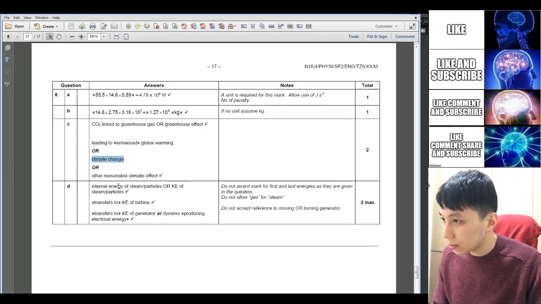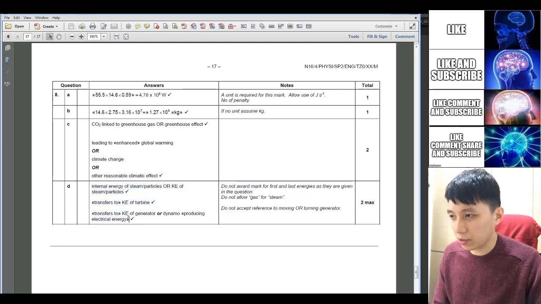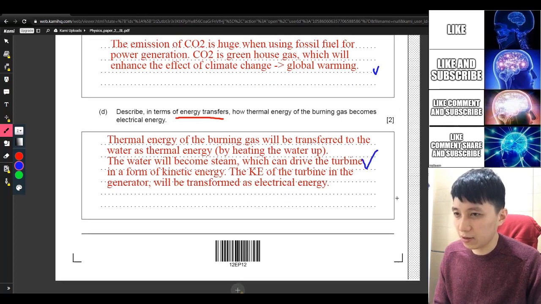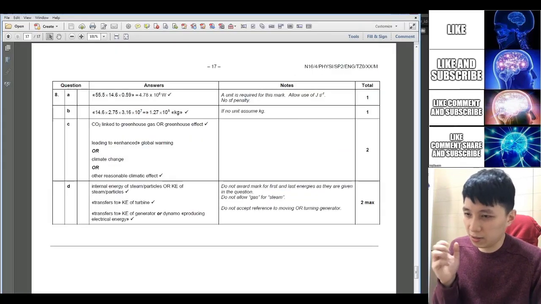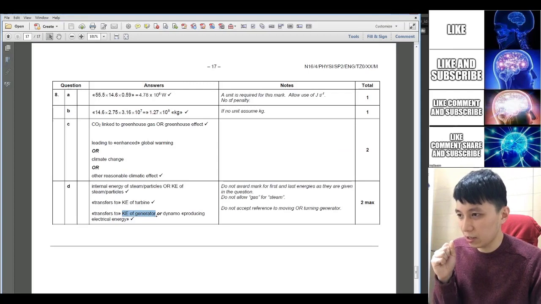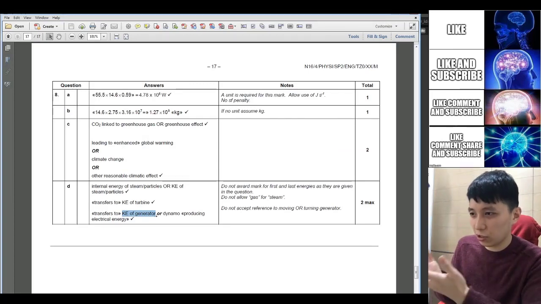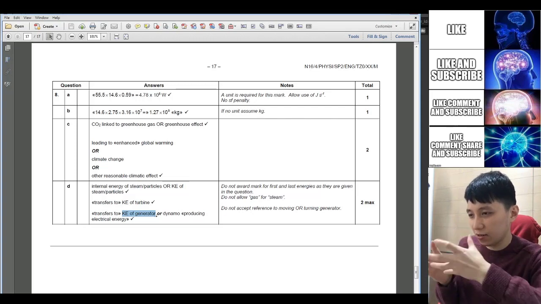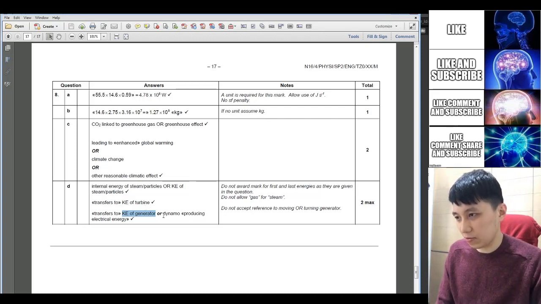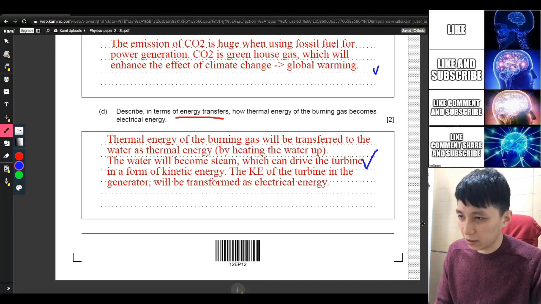D. Internal energy of steam particle, KE of steam, KE of turbine, KE of generator dynamo producing. I think so. Because it requires 2 only, right? So definitely I could get it. If it's 3 in total, then it depends, right? Because I didn't mention the KE of generator, because the turbine itself is part of a generator, I feel. Of course, you can talk about the wire itself as well. So yeah, maybe. Dynamo, in case you don't know the name, is basically the same as generator.